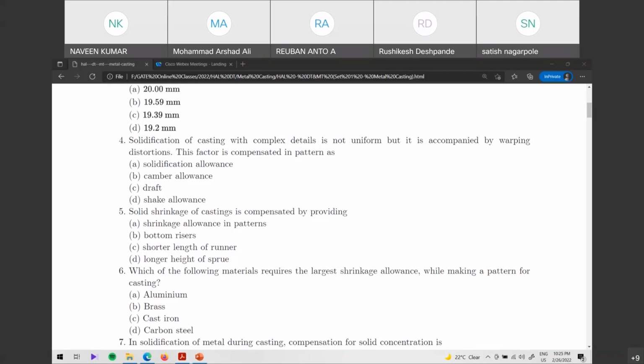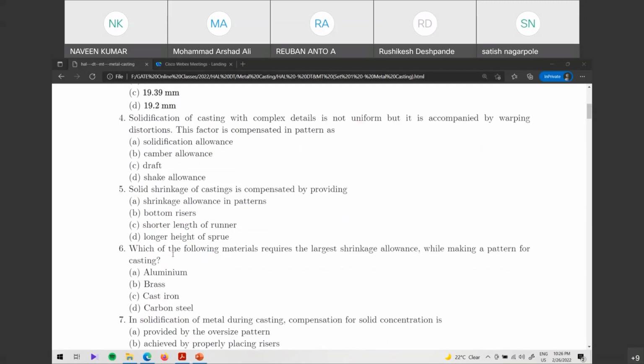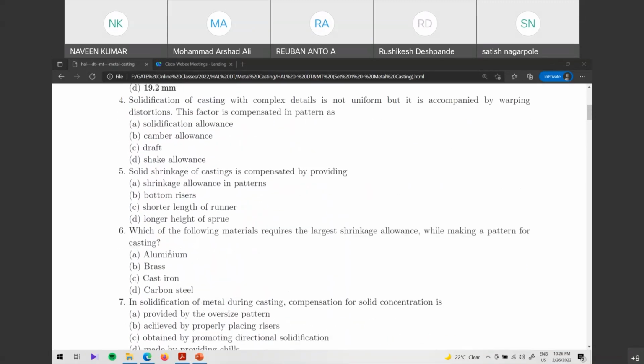From A to B and B to C, who is going to provide these elements? Who is good? Yes, excellent, amazing. Rushikesh, Vipin, Navin, Satish, everyone. Very good. So what about the next one?